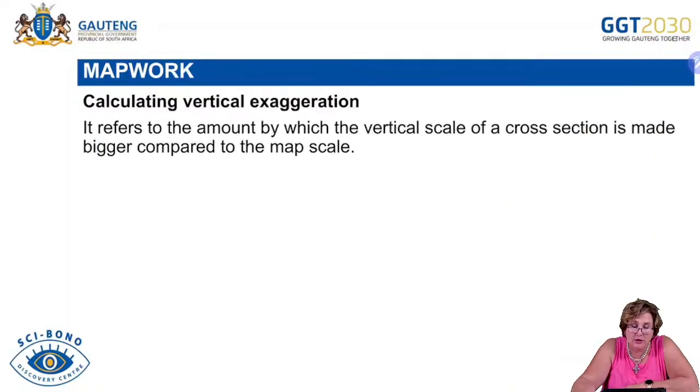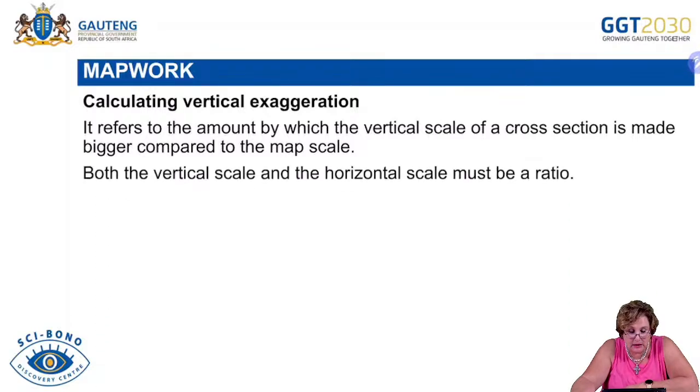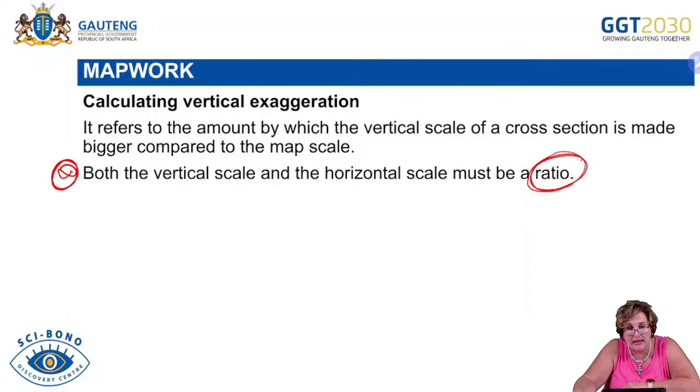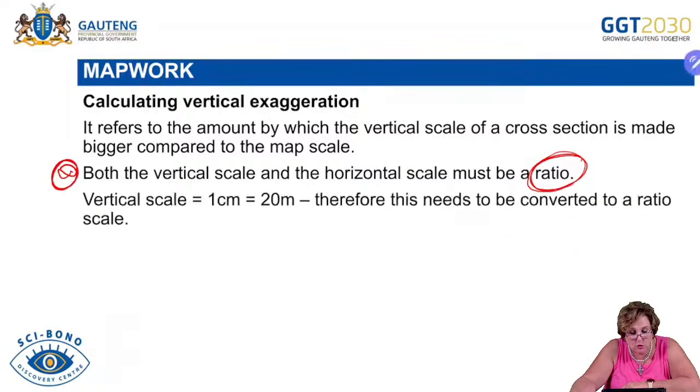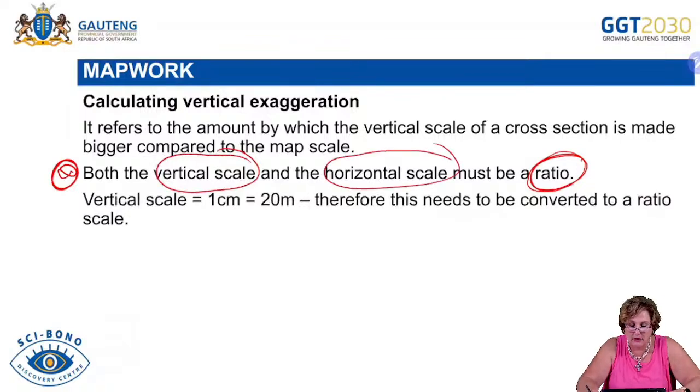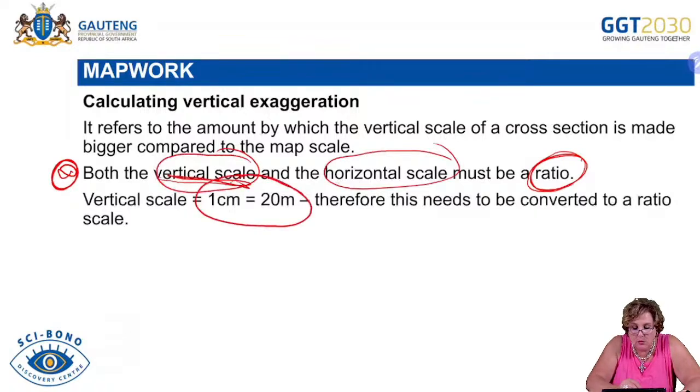Now we come to the next calculation, on vertical exaggeration. That refers to the amount by which the vertical scale of a cross-section is made bigger compared to the map scale. So, very important to remember when we calculate vertical exaggeration is that both your scales must be ratio scales. So what are your two scales? Your two scales are a vertical scale and a horizontal scale. But they always give you the vertical scale in word form.